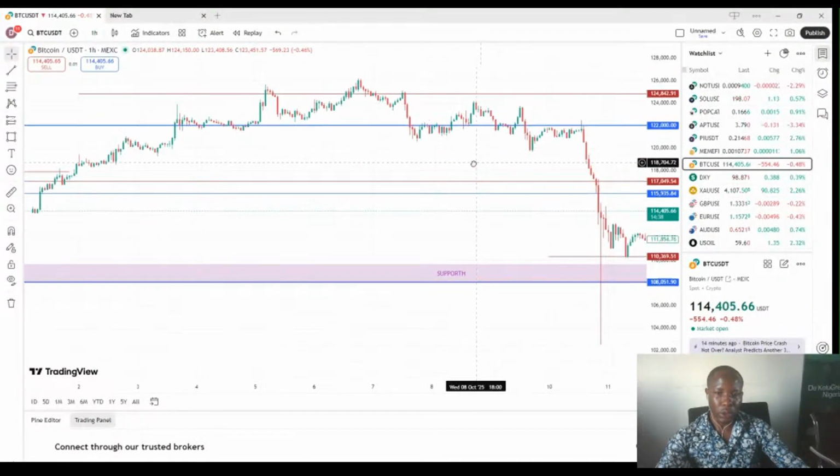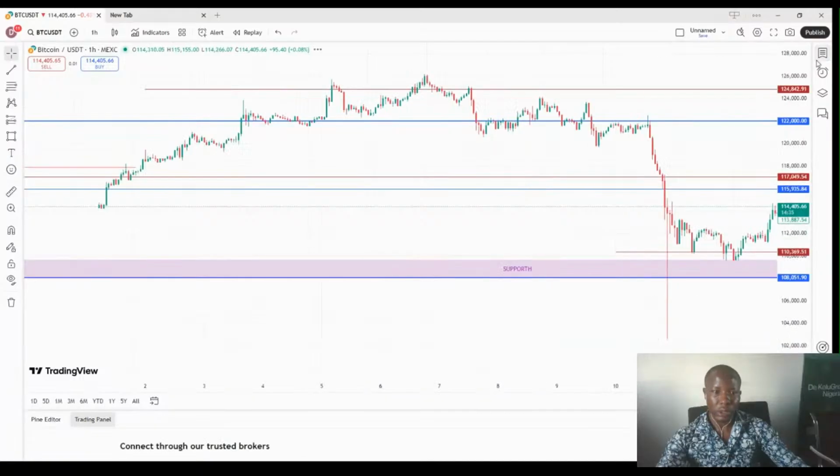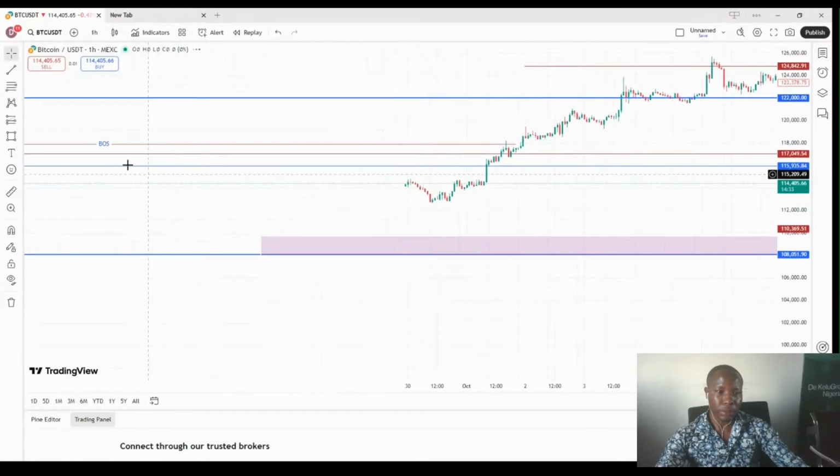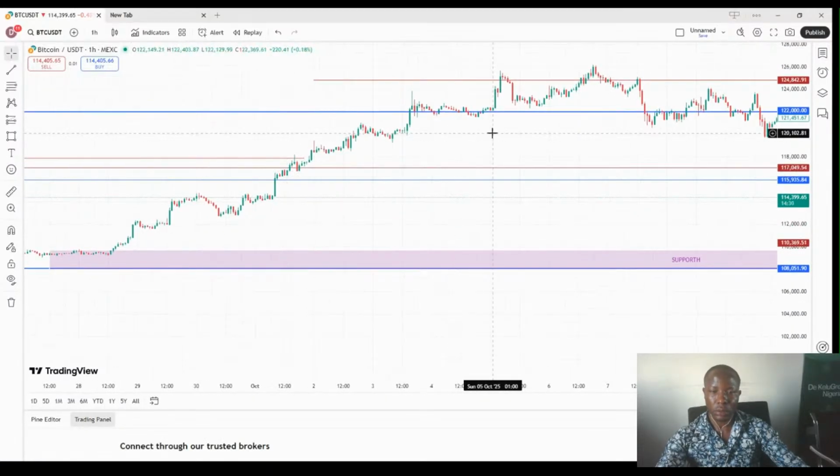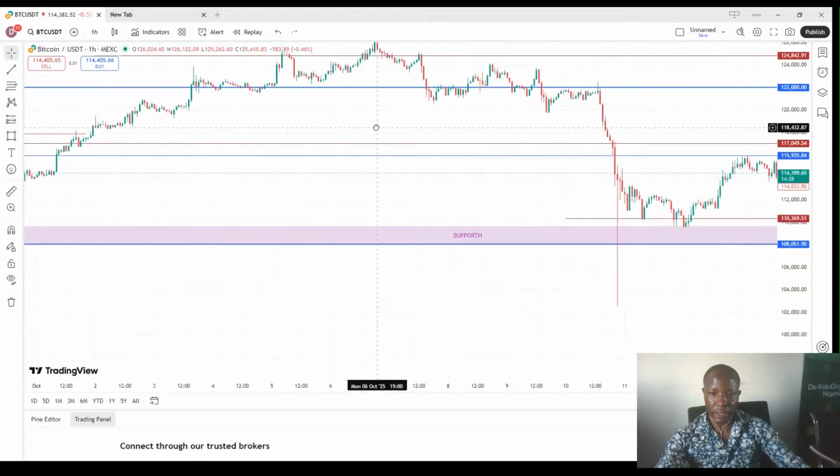So when we switch to the 1 hour, we can also see that this is the place that was the last strong break of structure to the upside, and the market has actually come.